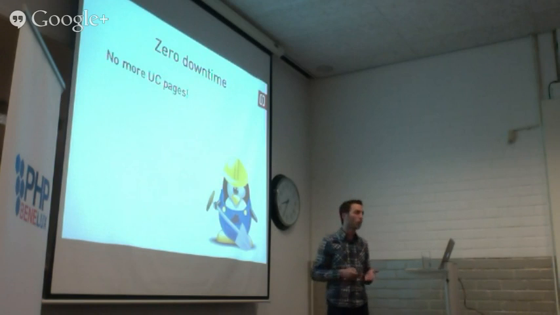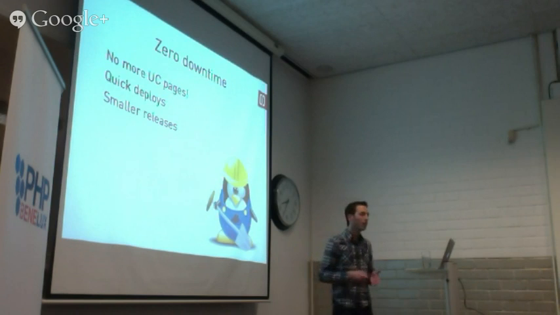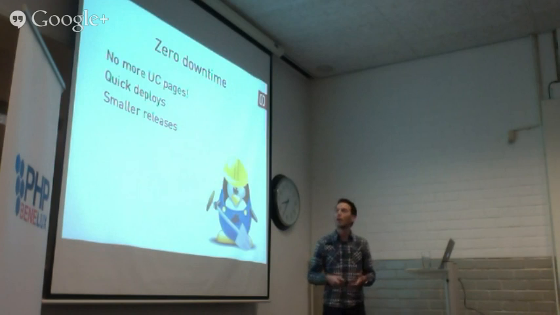So no more on the construction pages. That's why it is here. You want quick deploys. That's how you reach it, because if you have quick deploys and optimize the hell out of your deployment process, you will make sure that the downtime will be minimized, and also the window of errors will be smaller. Then you have smaller releases that also make sure that you have quicker deploys, and again, less error chance. And you want to automate.